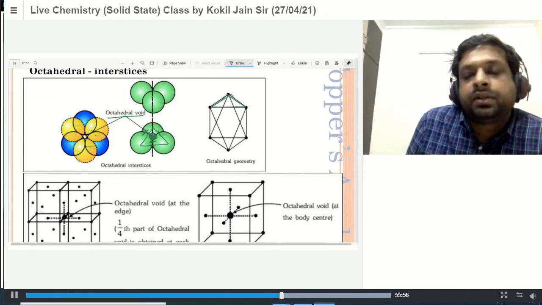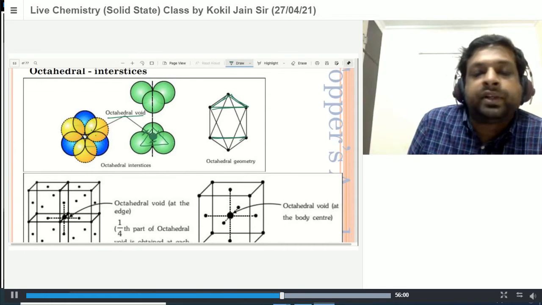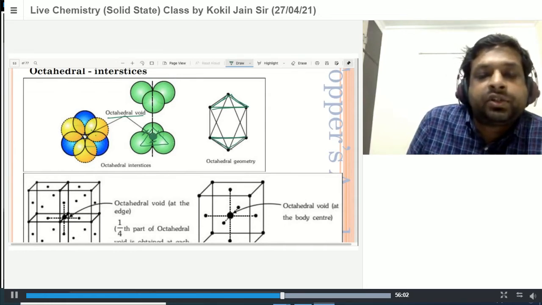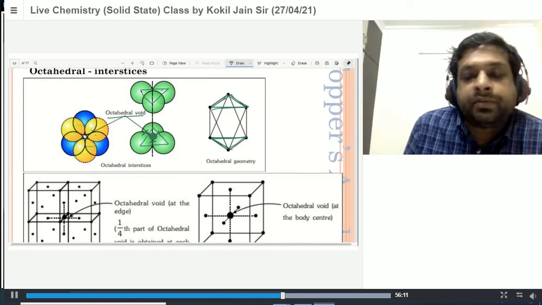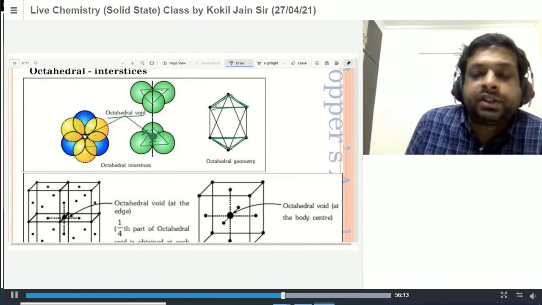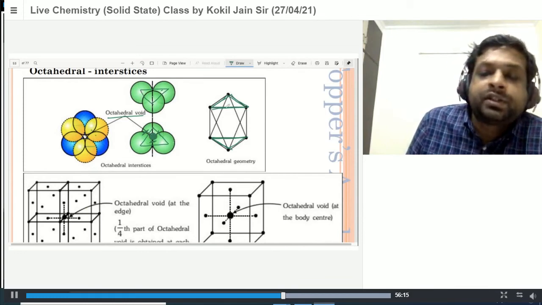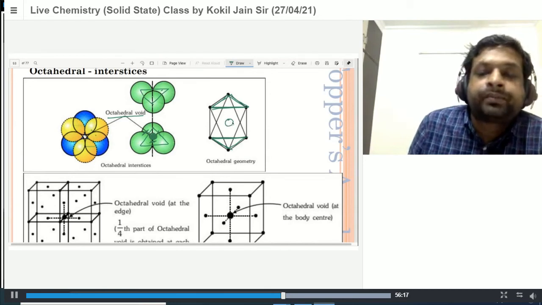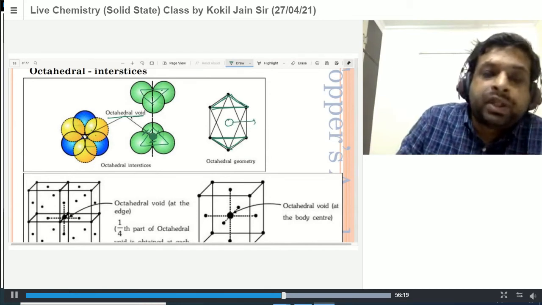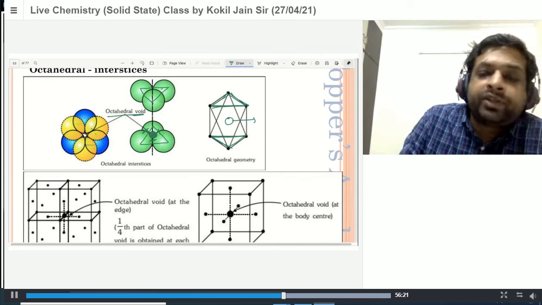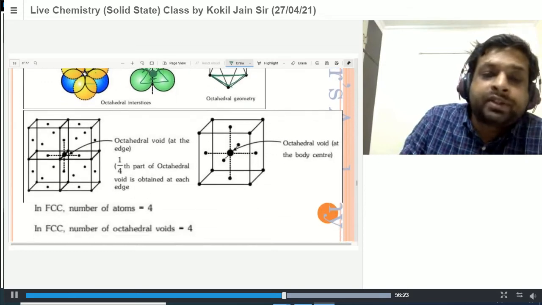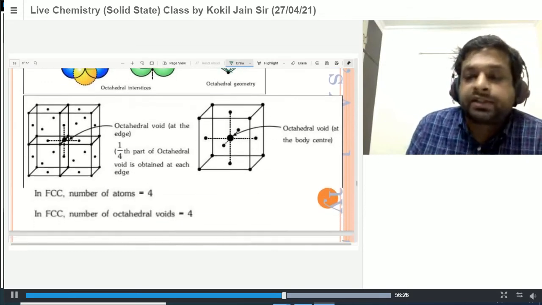Okay, and this is the bottom arrangement of atoms. See here, this is the top one, and this is the bottom one. This is the type of arrangement we are seeing here. In between this, we are seeing the tetrahedral void. Now let's count the number of tetrahedral voids and octahedral voids present in an FCC lattice.